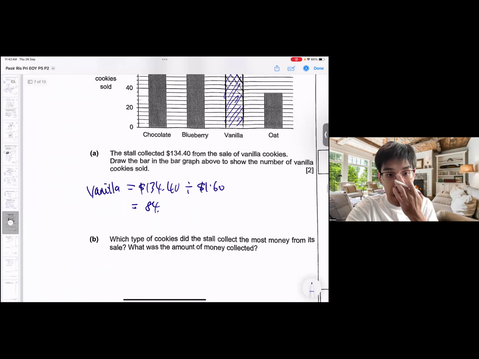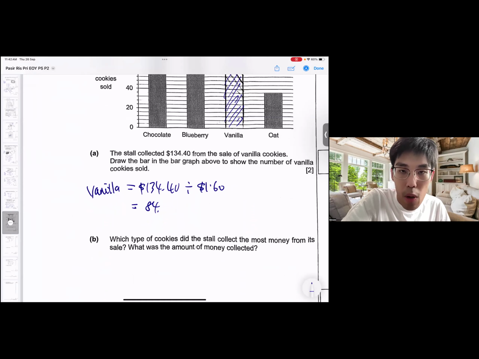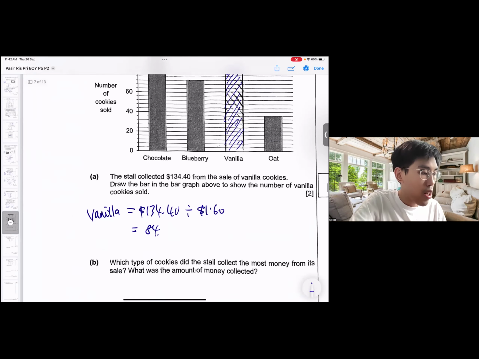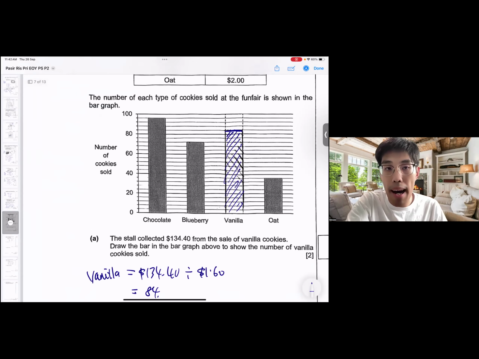Okay, 84 cookies. Which type of cookies did the store collect the most money from the sale, and what is the amount collected? So this one no choice, need to go and do for everything. Okay, so normally when we see this kind of bar graph, it's always the best for you to write down the numbers that you read off the graph. Helps us in our calculations much faster as well.